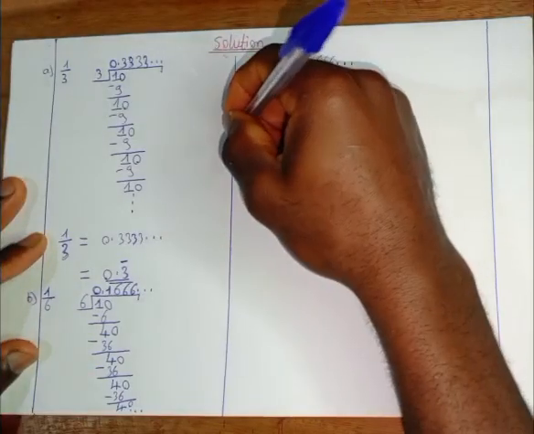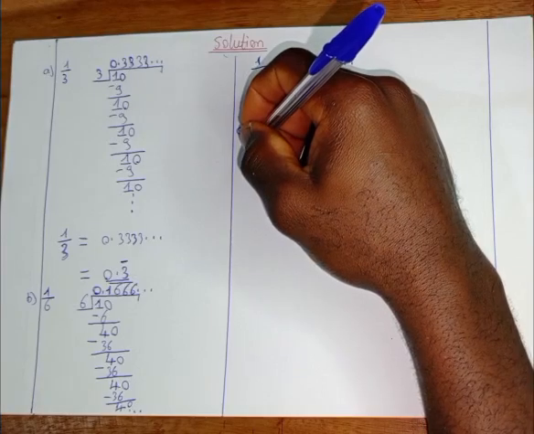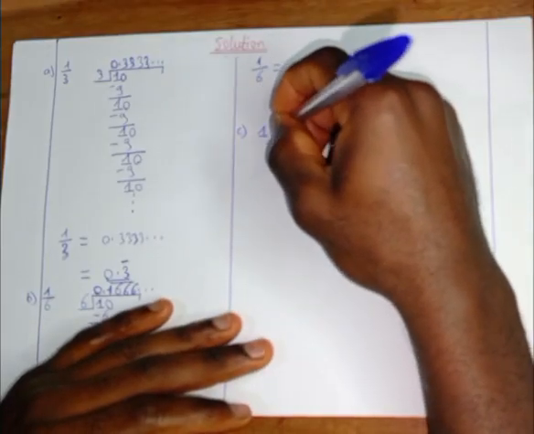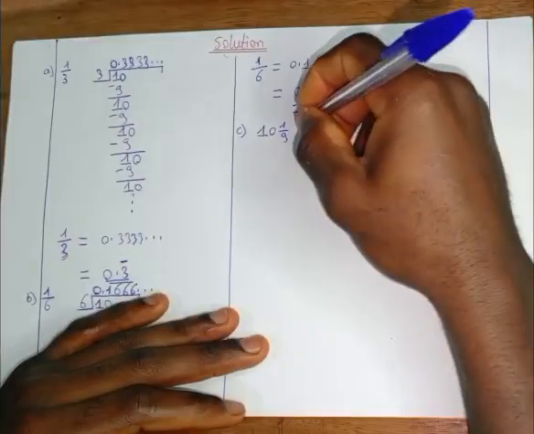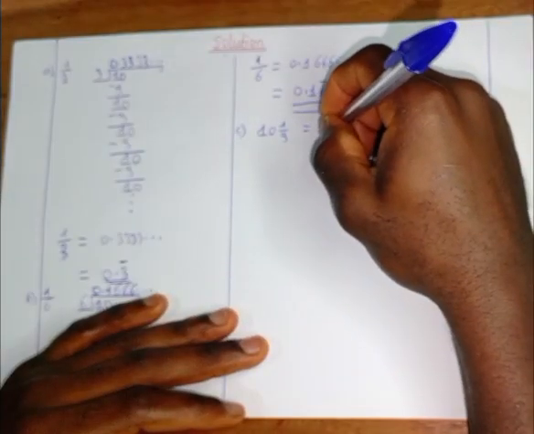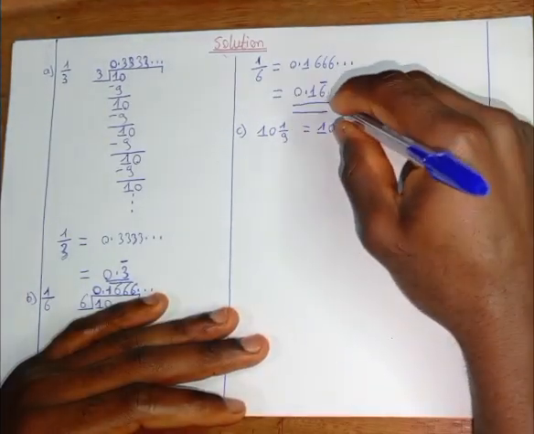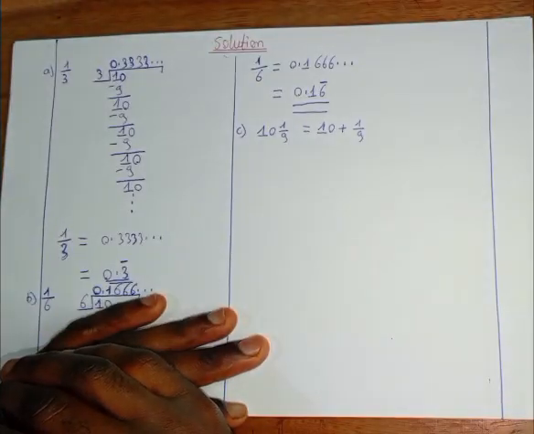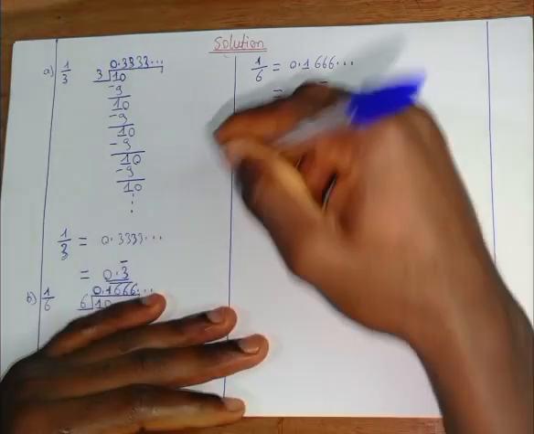We go now to C. For C, we have 10 and 1 over 9. Now this is the same as 10 plus 1 over 9. We are going to convert 1 over 9 to a decimal number.